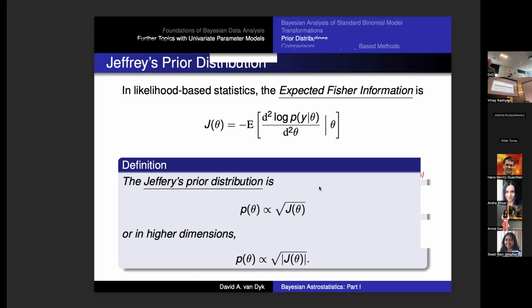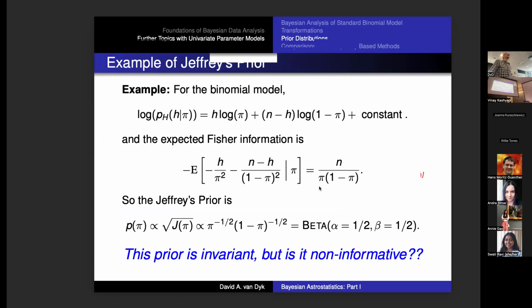This is one dimension. In higher dimensions you have to put a determinant on there, and this becomes partial derivatives, but think about one dimension. It's easy enough. So what does that look like in, say, our binomial model again?